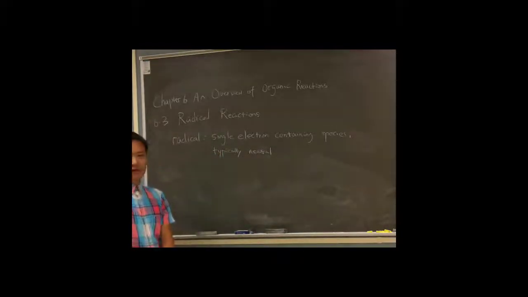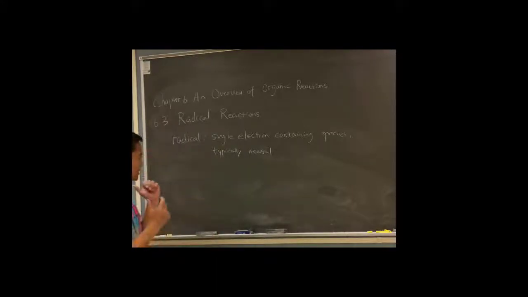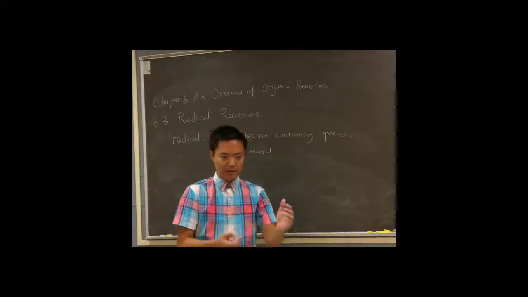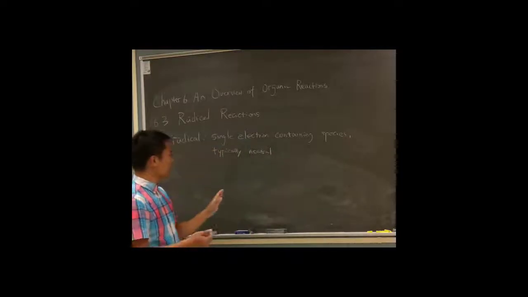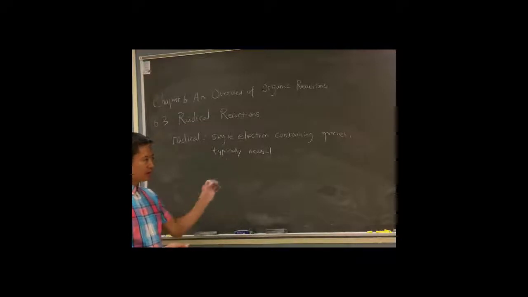This is one of the features of radicals. Radicals are any species that has a single electron. Normally just one, but of course we could have 2 single electrons or 3 single electrons. That could happen occasionally. But as long as we have a single electron in a particular ion or neutral molecule, the species will be called a radical.